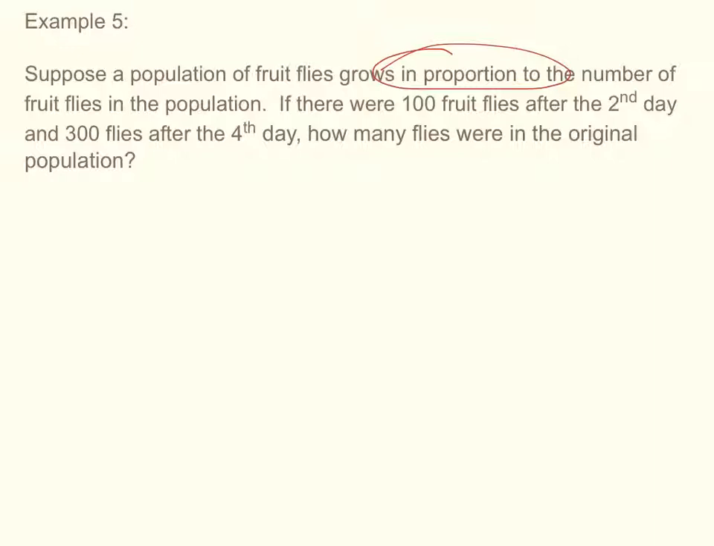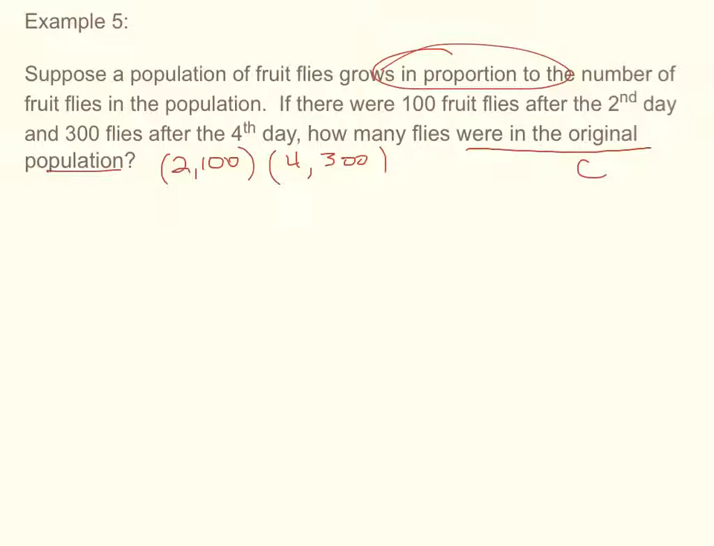So we want to find C. How many were in the original population? So that is C. We need to use the information given to help us do that. So let's organize it. We know when T is 2, Y is 100. We have 100 flies. And when T is 4, then we have 300 fruit flies. We're going to use this information to help us find K, which will then help us find C.